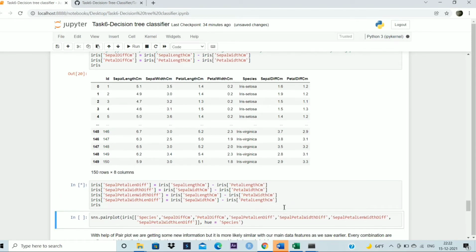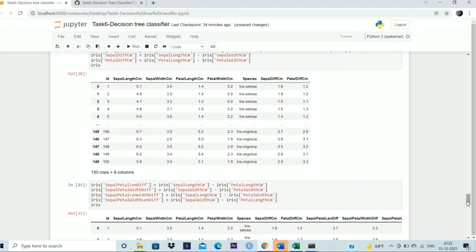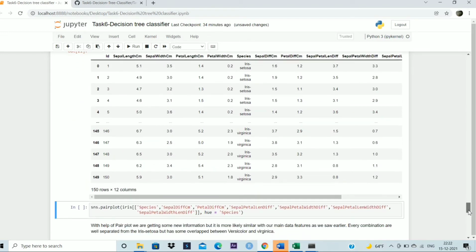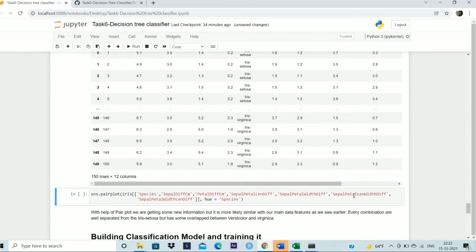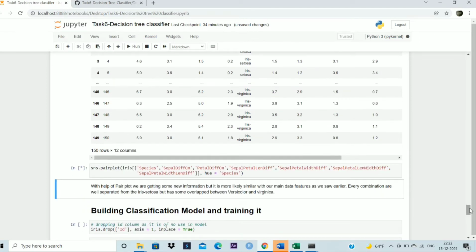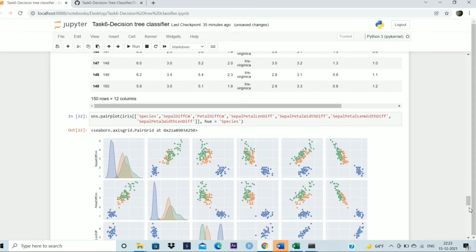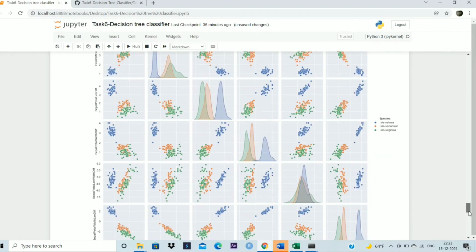Next, furthermore, shuffling of the data for some work afterwards. And this is the pair plot for the newly shuffled data. It comes out to be like this.